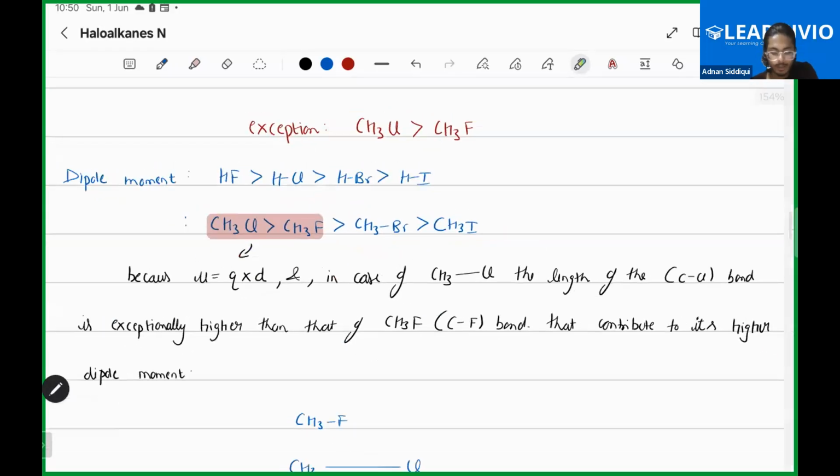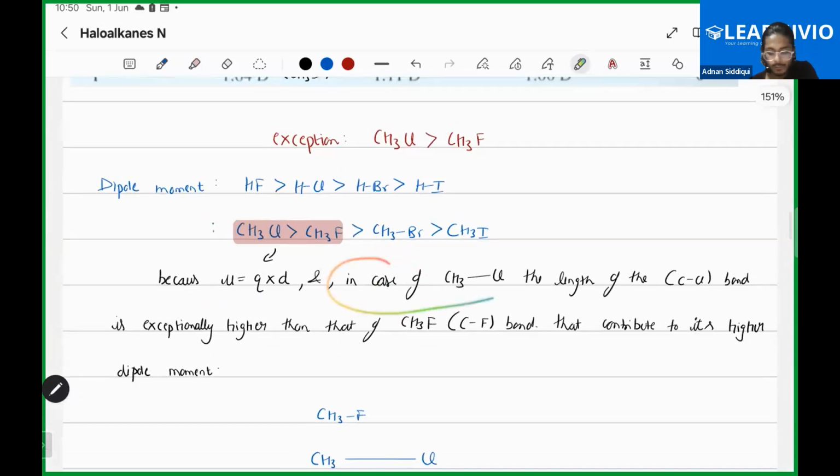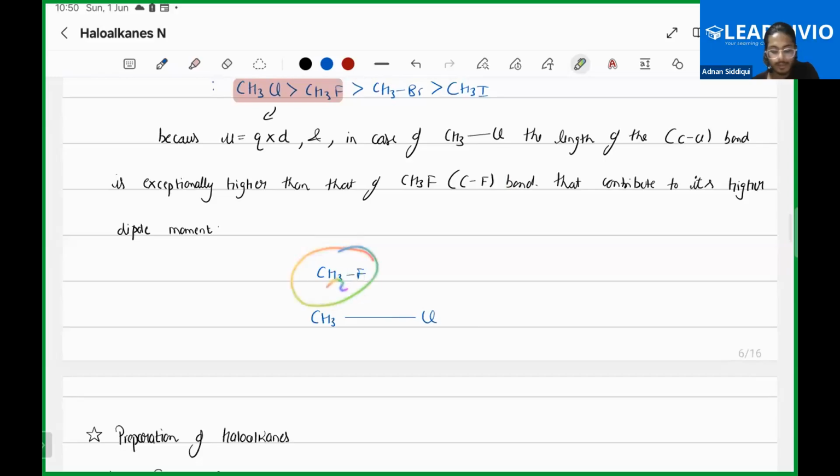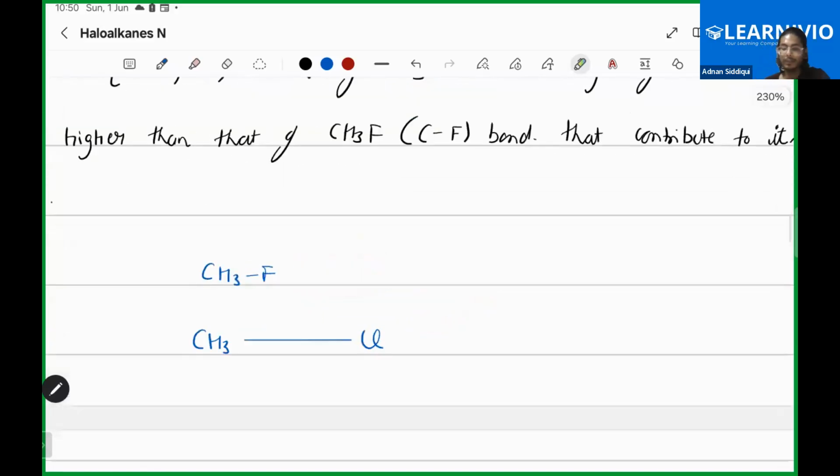The reason is, in case of CH3Cl, the length of this C-Cl bond is exceptionally higher than that of C-F, and that contributes to its higher dipole moment. For example, if the CH3F looks like this, then the CH3Cl will look like this. And if we have to calculate the dipole moment, we need both factors, right?